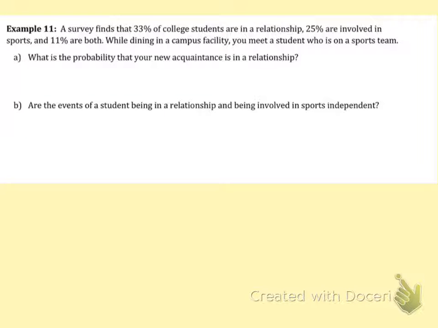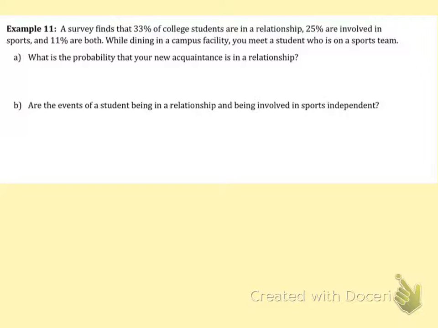Hi everyone, this is example 11 from chapter 12 in the student packet. It says, a survey finds that 33% of college students are in a relationship, 25% are involved in sports, and 11% are both. While dining in a campus facility, you meet a student who is on a sports team. For part A, it says, what is the probability that your new acquaintance is in a relationship?